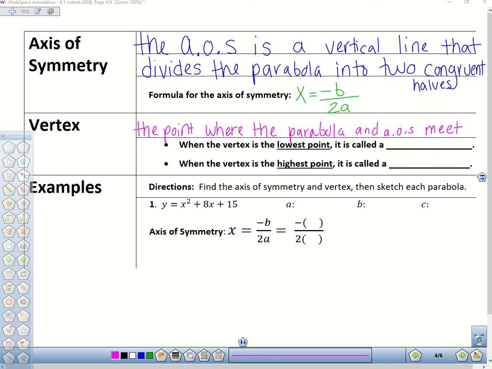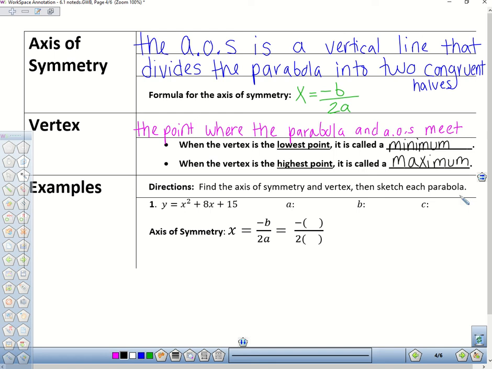So when the vertex is at the lowest point on the graph, it's called a minimum. And when the vertex is at the highest point on the graph, it's a maximum. Good, so the vertex is either a maximum or a minimum. So quadratic graphs can have a maximum or a minimum. They will never have both. The vertex is either one or the other based on how it's shaped.